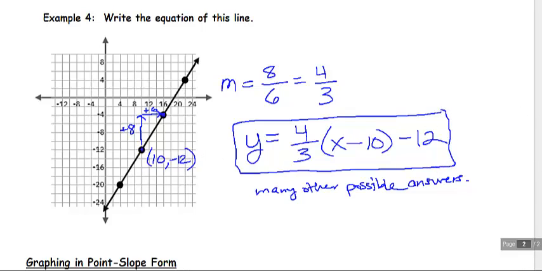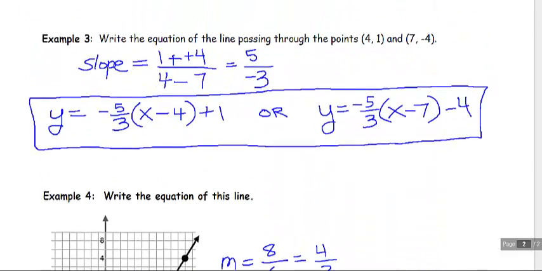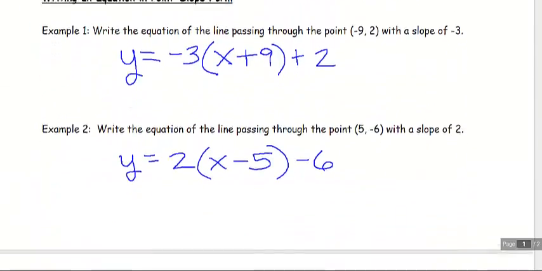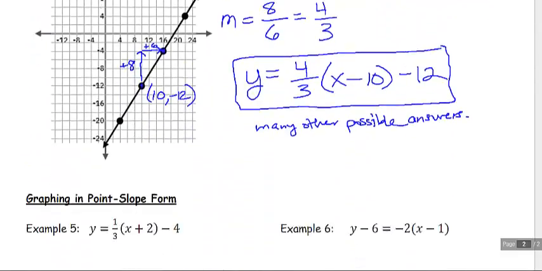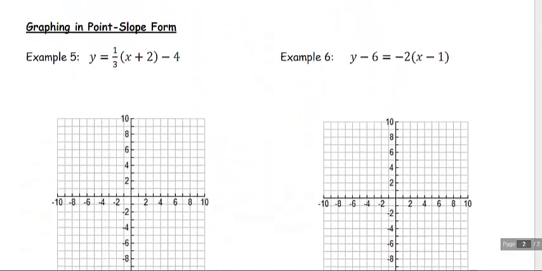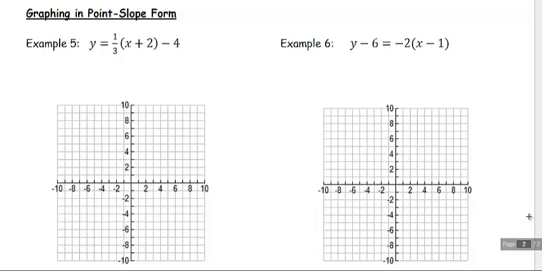One more skill we have to talk about. Notice that all of these were writing the equation of the line, just given different information. Now we want to go the other way. What if we have the equation, but we need to make the line? Just like in slope-intercept form, we listed some steps out. These steps are going to be basically identical.